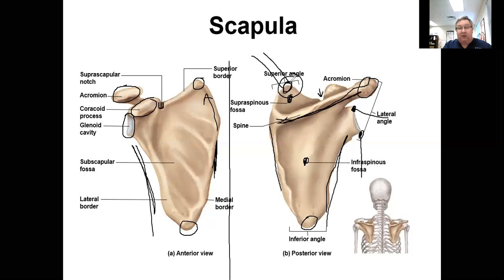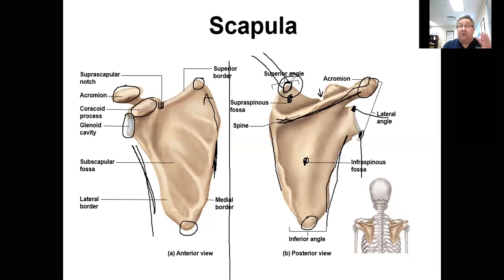Remember, teres major is below the teres minor on the lateral border. Okay? So teres major comes from the lateral border too. So the inferior angle is latissimus and the teres major. Coming off of the lateral border, we have teres minor and teres major. Remember, they both have different insertions.